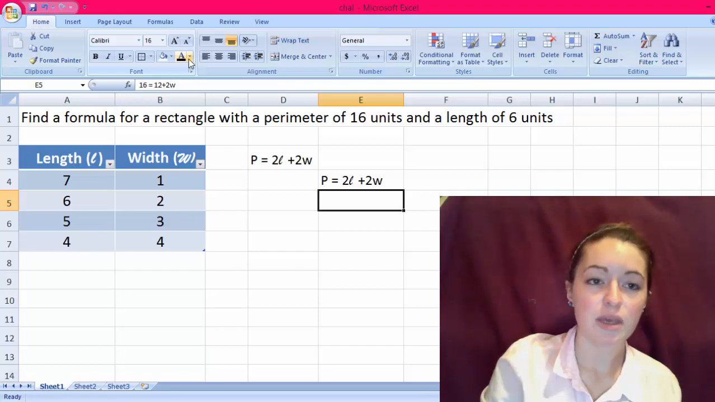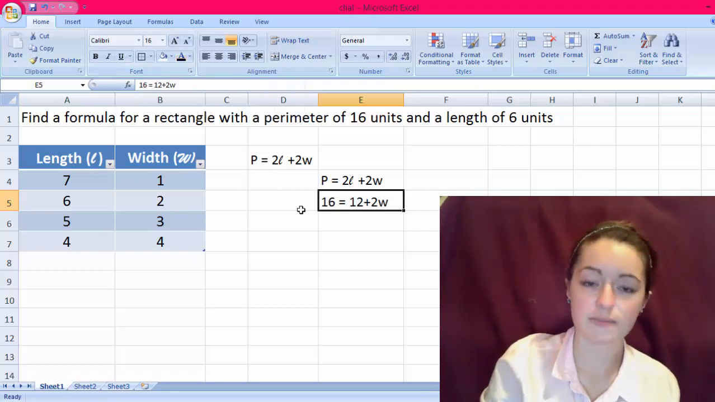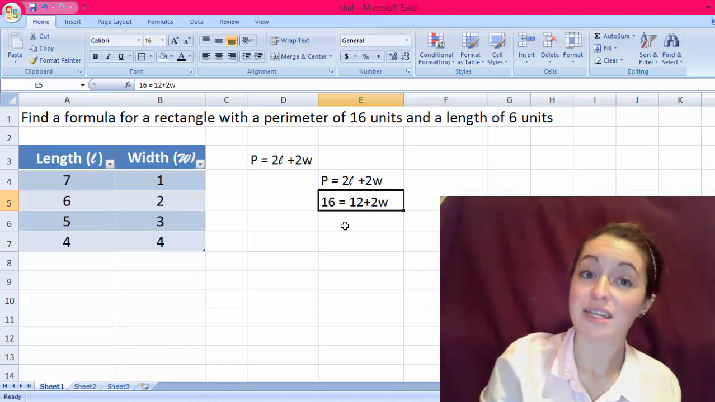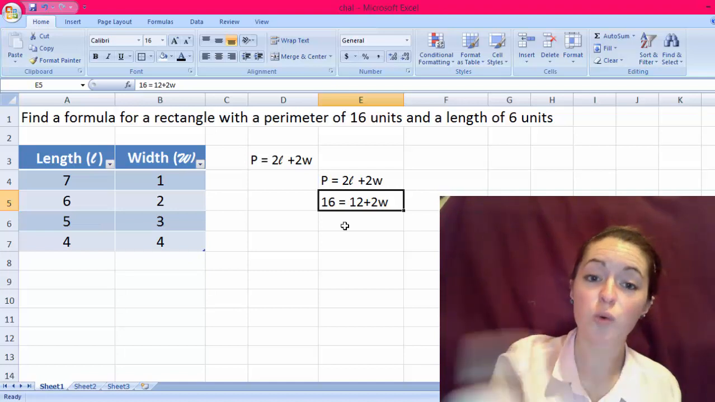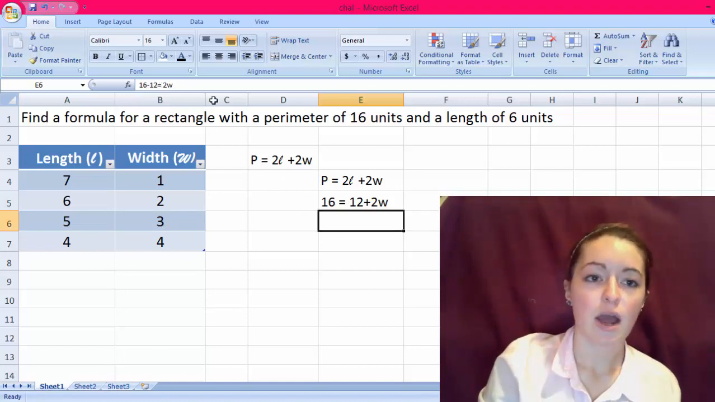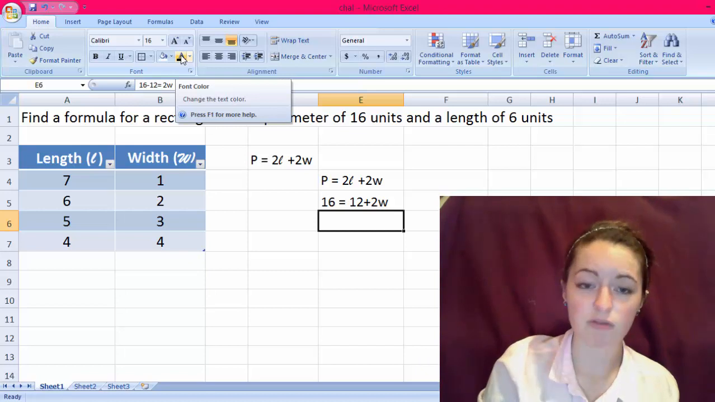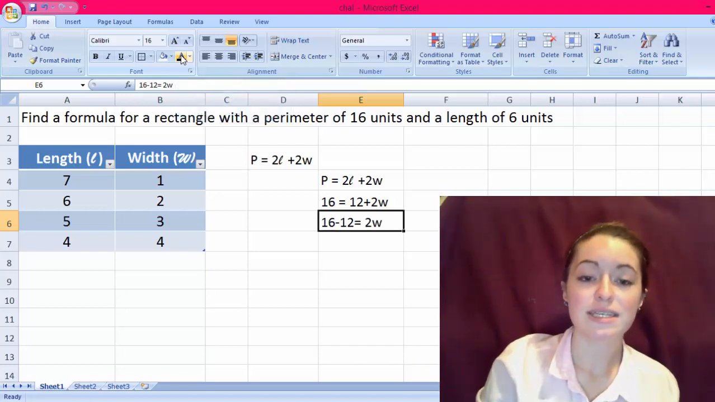So let's fill in the P with 16 and the length with 6. So we see that we have 16 equals 12. I got that by multiplying 2 times 6, plus 2W. Now we're going to subtract the 12 from both sides to get the W to where it's by itself. So we have 16 minus 12 equals 2W.